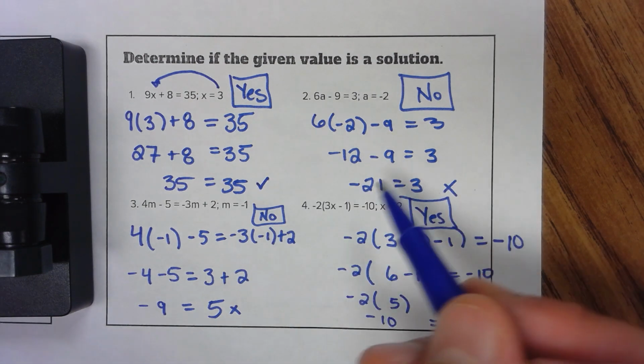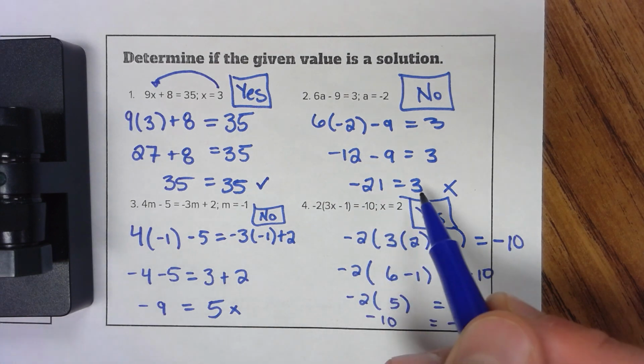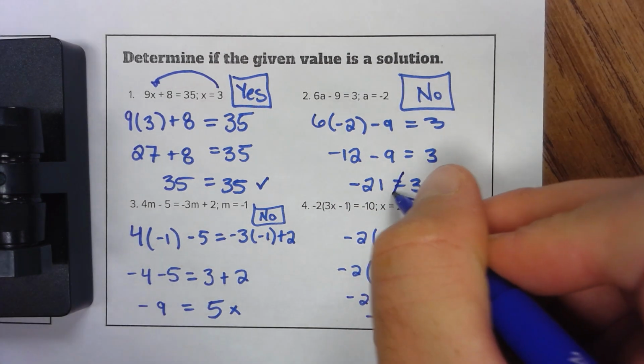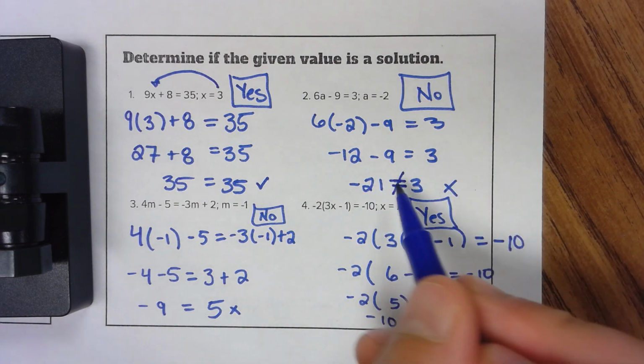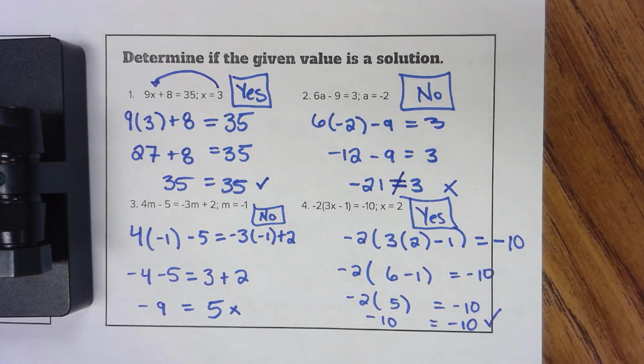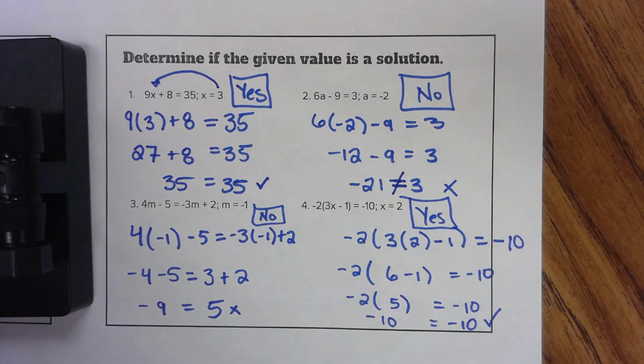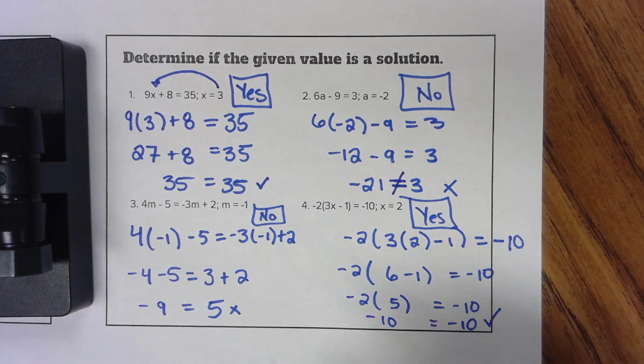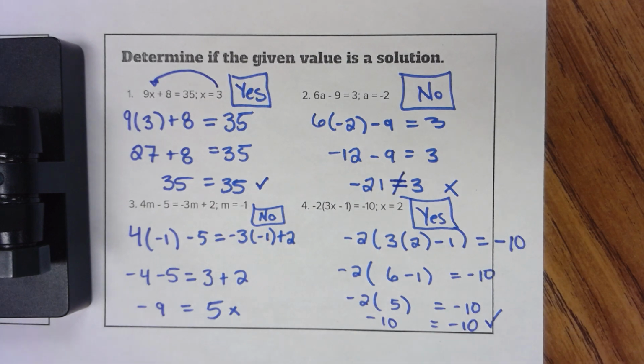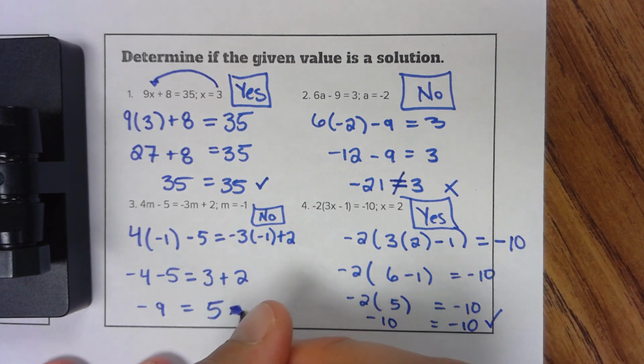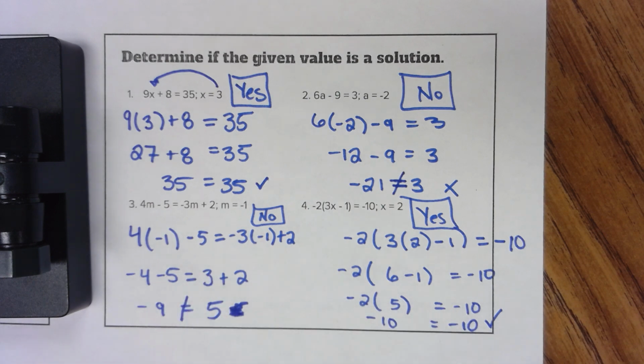So we still want to make sure that in 2 you're ending with negative 21. Does it equal 3? Clearly it does not. And when something is not equal, we put a dash through the equal sign like that. So if they're not equal and that gives us a false statement, that tells us that the given value is not a solution. So for 2, it is not a solution. For 3, it is also not a solution. Negative 9 does not equal 5. And then on 4, I end with negative 10 equaling negative 10, which is in fact true.